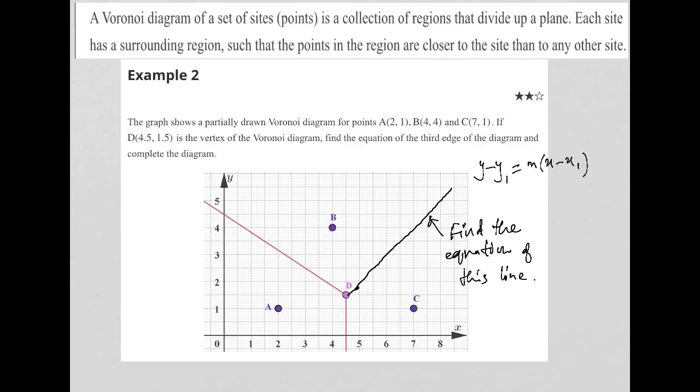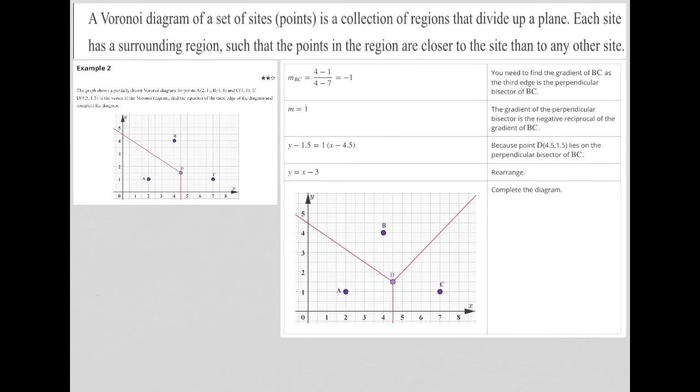The point on this line is point D. So x1 and y1 can be taken from point D, and the gradient can be calculated by using the points B and C. Let's go ahead. Here you can observe that the gradient of line BC has been calculated, as the perpendicular bisector will have a gradient like this. Remember boys, m1 times m2 is equal to -1. So by using this equation, we have found the gradient of this line. The gradient of this line is 1, and point D is (4.5, 1.5).